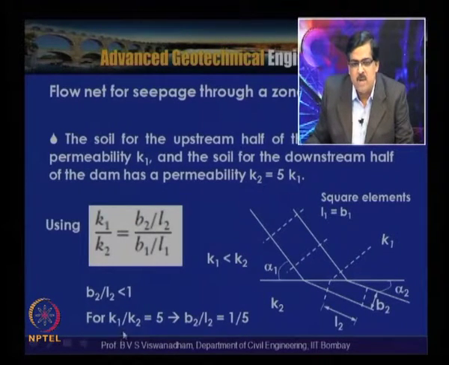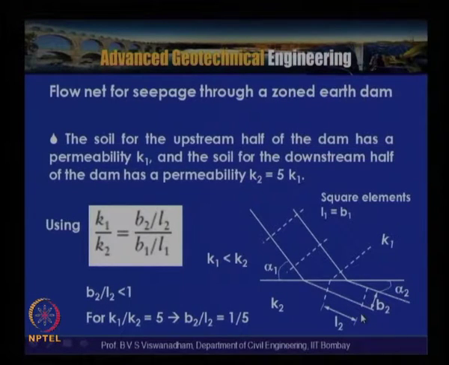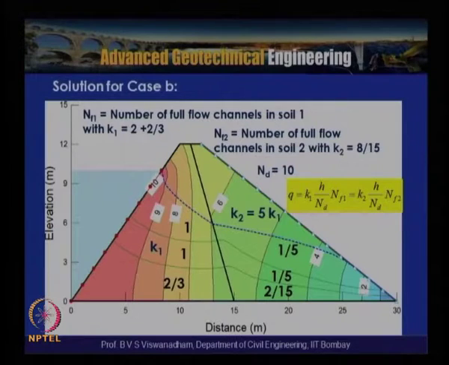So for K1 by K2 equal to 5, B2 by L2 is equal to 1 by 5. So the breadth to length ratio now becomes 1 by 5 times. Whatever we get for B1 by L1, let us say if you are having 1 and 1, then here, in the direction of B2 by L2, it is reduced by 1 by 5 times. This we will see, how we can interpret it from the flow net which can be obtained from the CPW program.